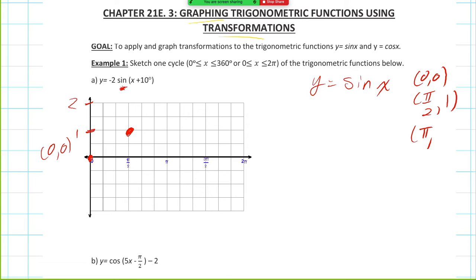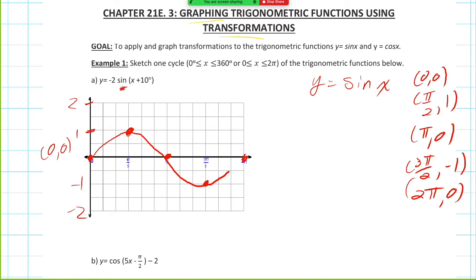The next one is (pi, 0), which would actually be down here. Then we get (3 pi over 2, negative 1), and then finally (2 pi, 0) again. So this is the negative 1, negative 2, and then back to pi. So here's the period of the original sine wave. And what we'll do is we'll show each transformation as we go through it.